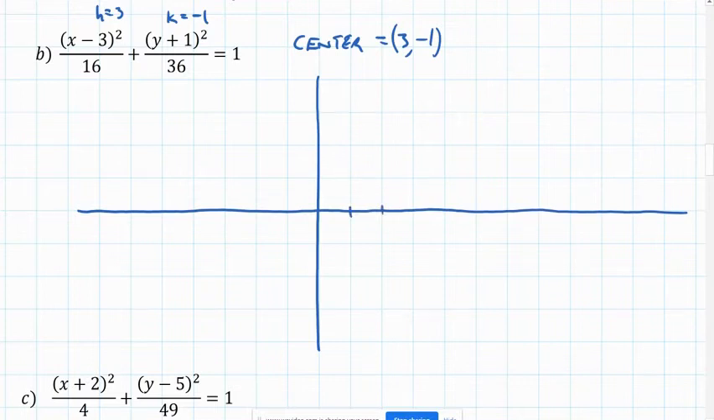So 3, negative 1 is here. There's our center. This is 4 squared, and that's under x, so that tells us how far to go in the x direction. So we'll go 1, 2, 3, 4, 1, 2, 3, 4 for x. Under y is 6 squared, so that tells us we're going to go 1, 2, 3, 4, 5, 6 in the y direction.